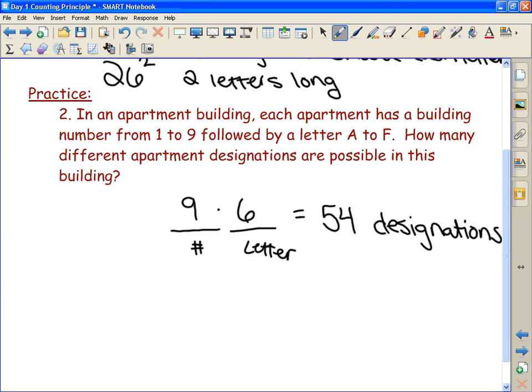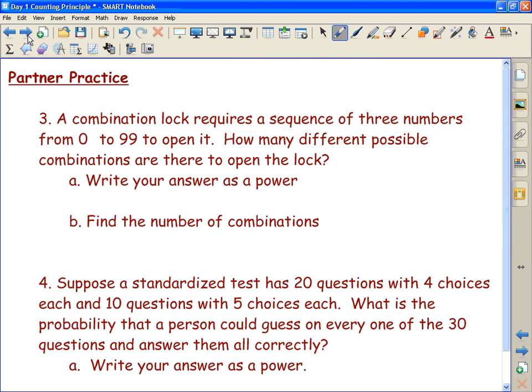All right. So that was pretty easy. And my kind of shortcut way here of doing this is saying, okay, I have 2 spots that need to be filled in. How many choices do I have for the first spot? How many choices do I have for the second spot? So you'll hear me say that a lot. Okay, let's try number 3.